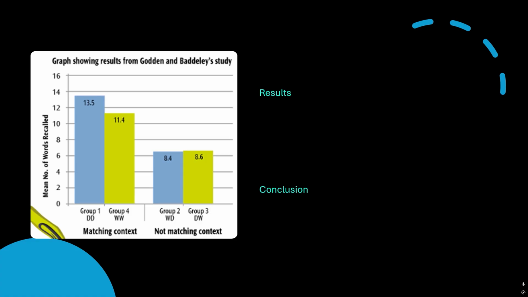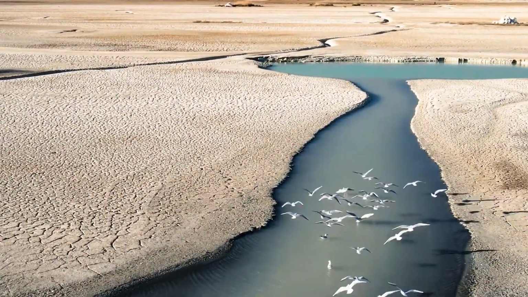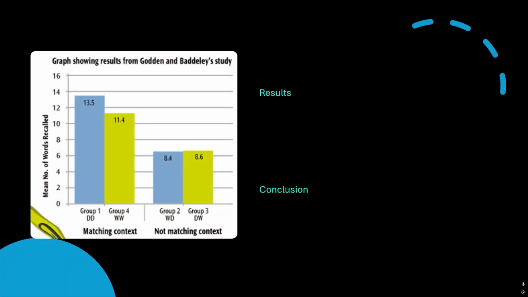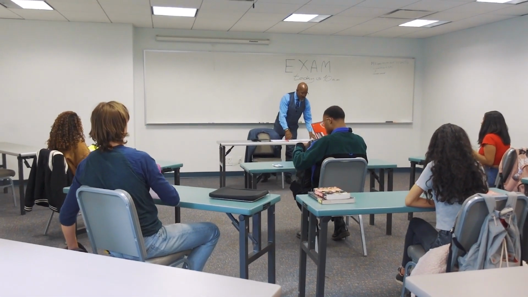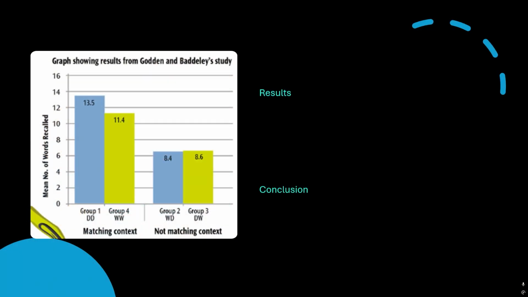The conclusion is that memory is context dependent. Recall is improved when the external context at learning matches the context of recall. This supports the idea that environmental cues help trigger memory. It's a shame that we can't sit our exams in the same room that we learned our information in, right? Here you guys on screen can see a graph showing the results from Godden and Baddeley's study.